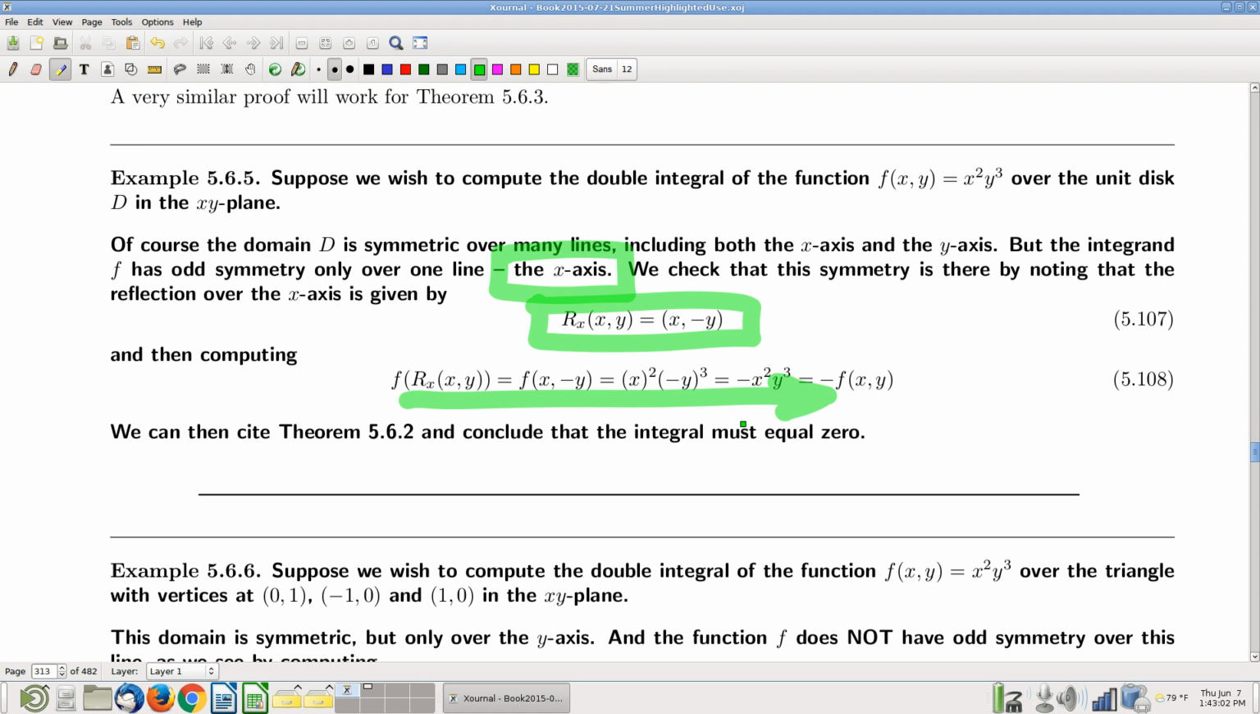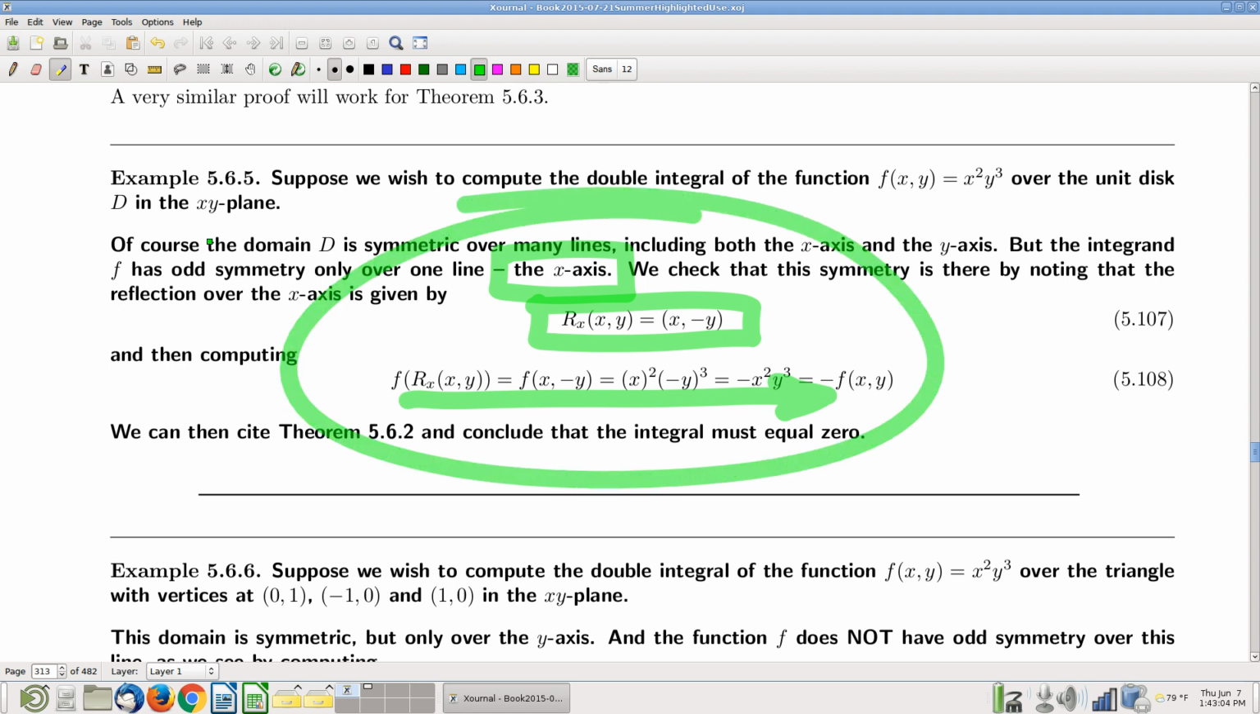Now we're going to revise this policy as we get a little further along. Roughly speaking, this would be a full justification for points. If the question says, hey, compute this integral, kind of like this example does, and if you want to cite symmetry, then I need to see all of that.